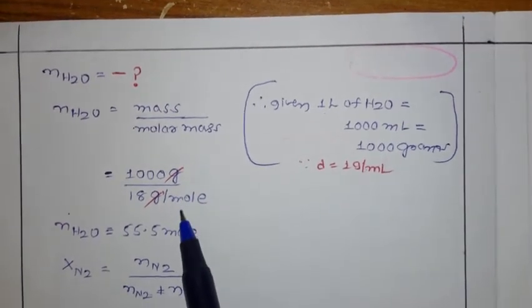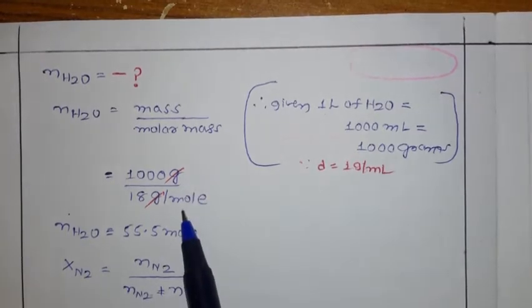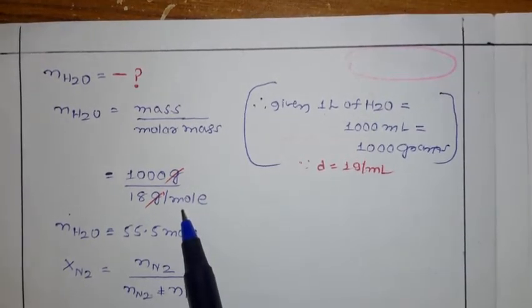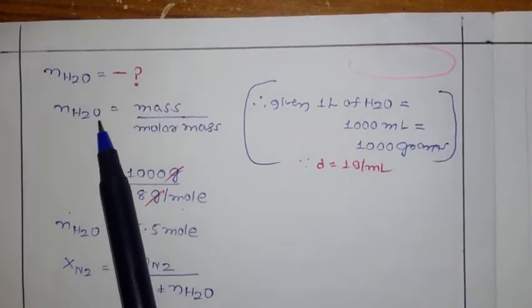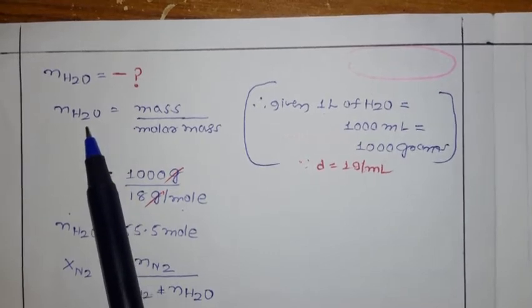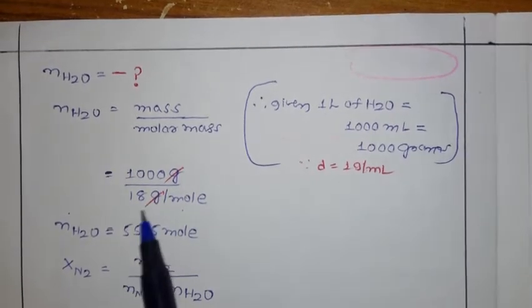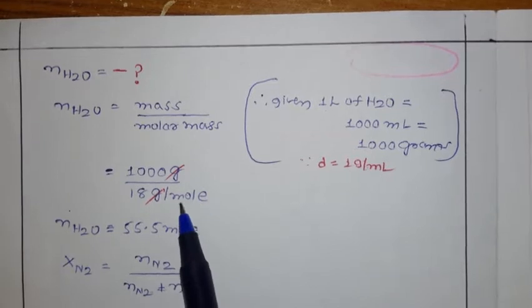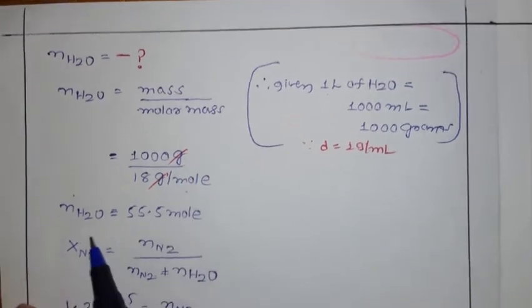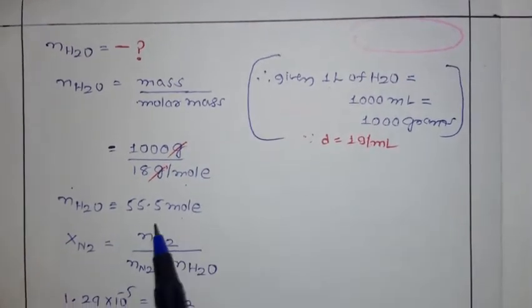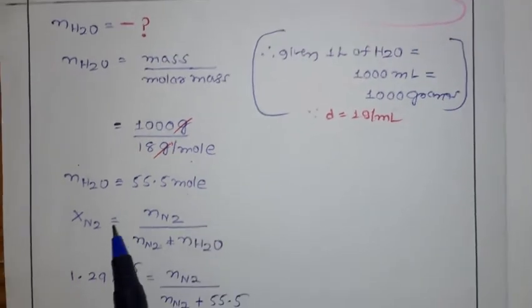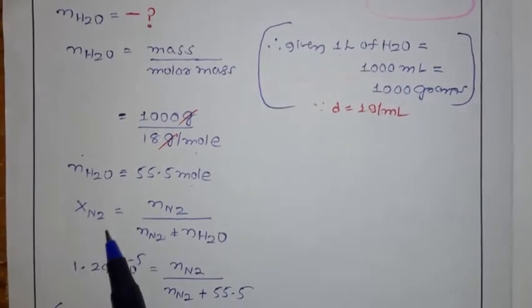So mass of water is 1000 grams. Molar mass of water here is 18 grams. Already we discussed this in stoichiometry: for oxygen we have 16 grams plus 2 hydrogen atoms, so total 18 grams per mole. Okay, so grams are going to get cancelled. You are getting the number of moles of water as 55.5 mole.